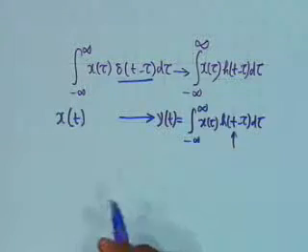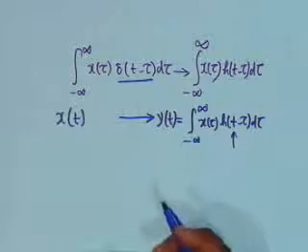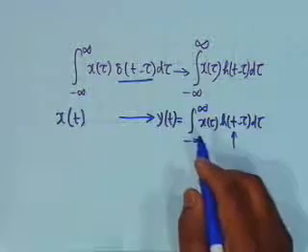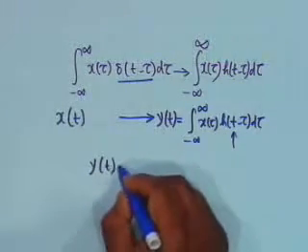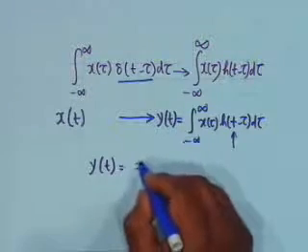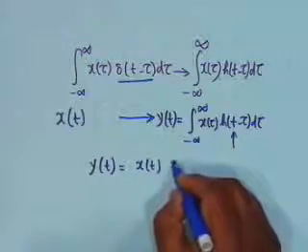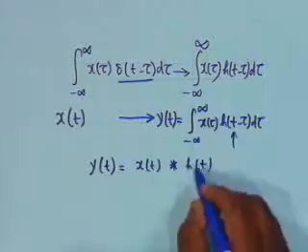which simply states that if you know the impulse response of the system, that is h of t minus tau, then you can find out the response to any arbitrary input x of t, and formally it is written as y of t equal to x of t convolved with h of t. The same symbol is used, a star between the two signals. One is the applied signal and the other is the impulse response.